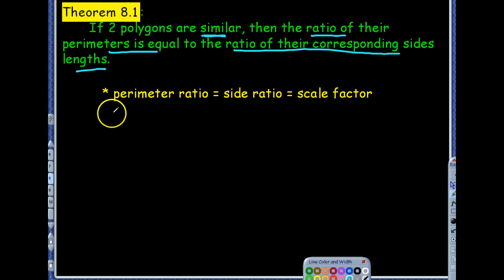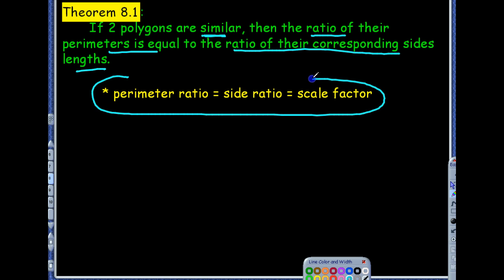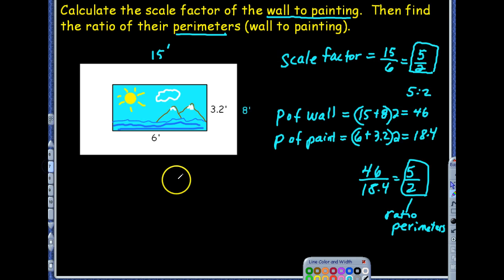All right? So this basically all means the same thing. The perimeter ratio, the side ratio, and the scale factor are all the same thing. And again, this idea of the corresponding sides, we just wrote side ratio to be short and sweet. Now, this is helpful because, on this last one, would you have had to actually calculate the perimeters if you knew this theorem? No, because once I knew the scale factor was 5 over 2, that meant that the perimeter ratio would have to be 5 over 2 also.